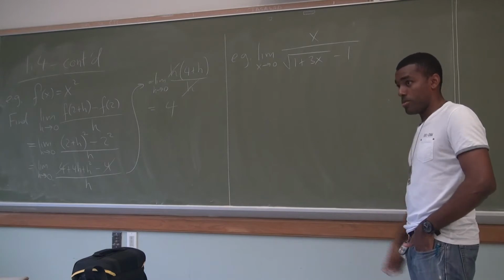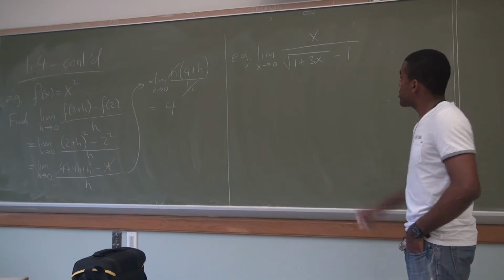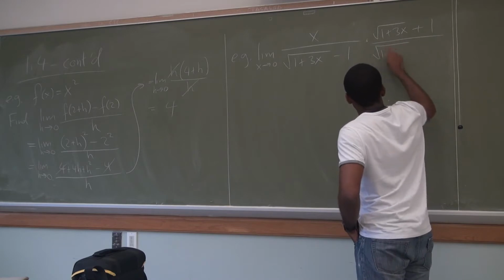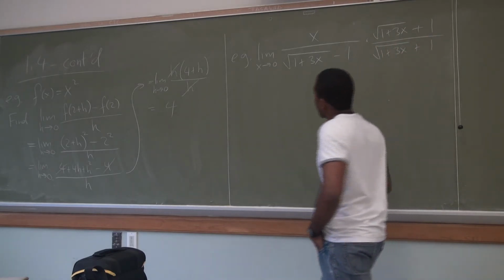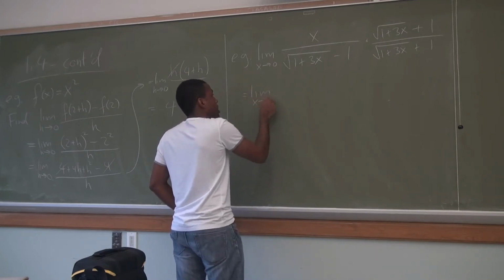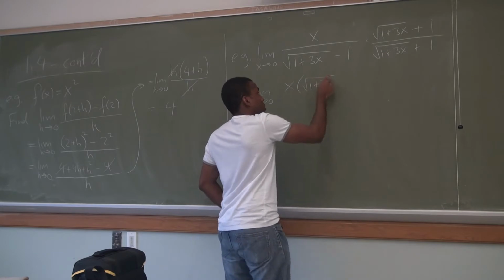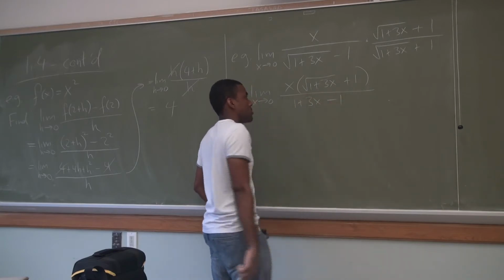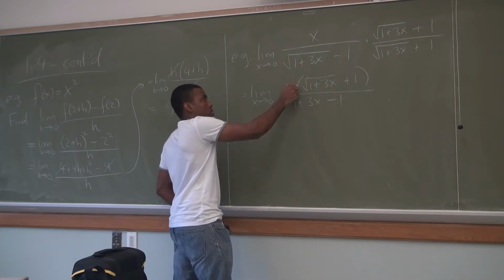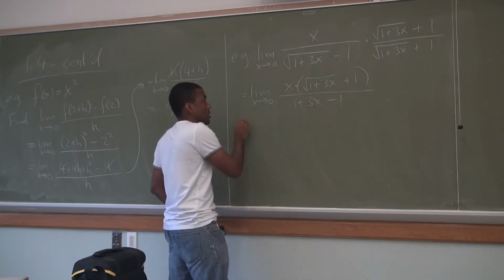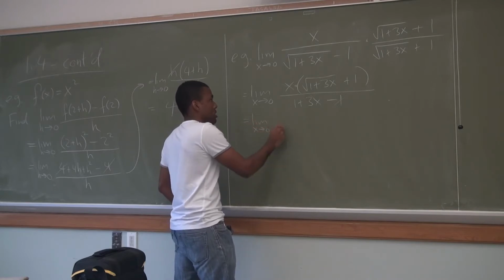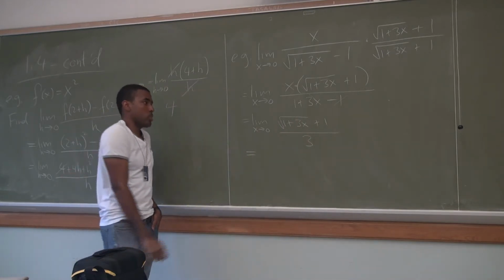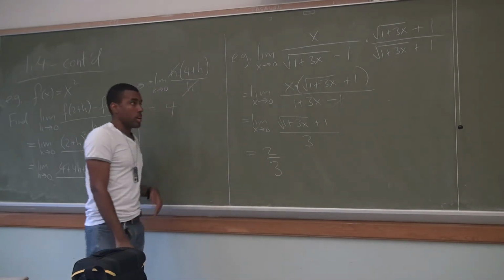How about this one? Multiply by the radical of 1 plus 2x plus 1, because that's the rationalizing trick again. So you get x times the radical of 1 plus 3x plus 1 minus 1 minus 1. Right? So now the 1's disappear, and because this is multiplication, I can actually cancel the x's as well. That's just the radical of 1 plus 3x plus 1, all over 3. And now I can just plug in x equals 0. I get 2/3.